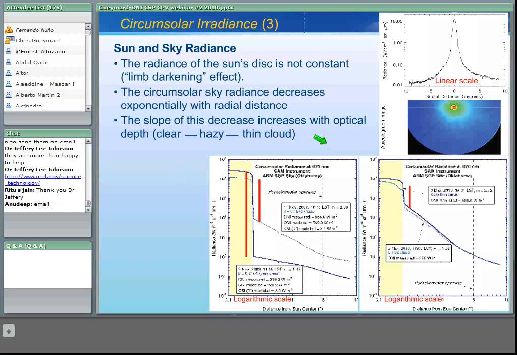So the slope of the decrease is actually a function of the optical depth of the atmosphere, which is directly a function of the quantity of aerosols or clouds. And so this means that this slope will increase when you go from a very clear sky to a hazy sky and finally to a cloudy sky.